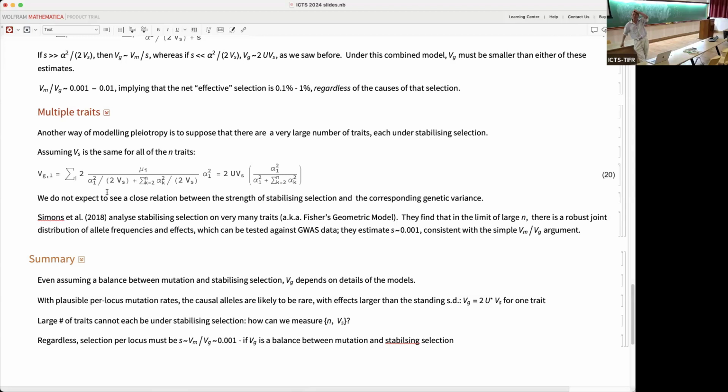It'd be nice to have some way of measuring that. I don't know. People have tried to estimate strength of stabilizing selection on gene expression, which is a large number of traits. But Bruce, what do you make of that literature? Messy, okay. Yeah, that's the kind of thing one would like to be able to do.